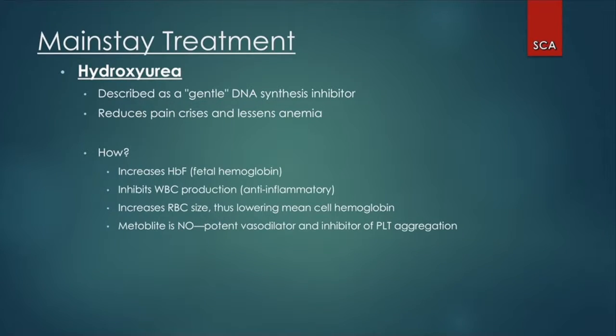So the mainstay treatment, the main treatment that they are given, is hydroxyurea. It's described as a gentle DNA synthesis inhibitor and reduces pain crises and lessens anemia. How does it do this? It actually increases the hemoglobin F, which is only about 0.6% in a normal adult. So it increases the amount of fetal hemoglobin. It inhibits white blood cell production, which counteracts the inflammatory process that's associated with this. It increases the RBC size, thus lowering the mean cell hemoglobin. Its metabolite is nitric oxide, a potent vasodilator and inhibitor of platelet aggregation. So it inhibits aggregation of platelets, which decreases occlusion or vasoocclusion.